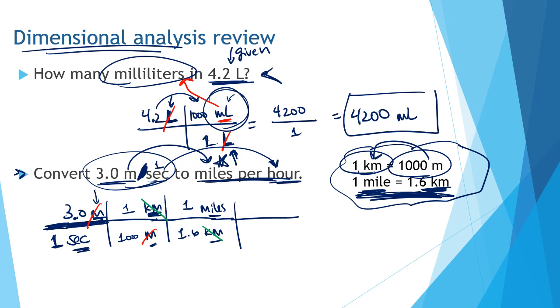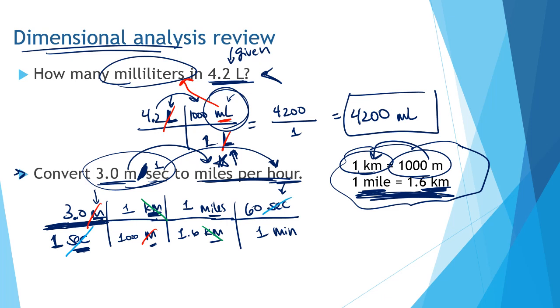So now I'm going to get rid of my seconds. I have seconds on the bottom. To make it go away, I need to put it on the top, my friends. Seconds on the bottom, seconds on the top to get those seconds to cancel out. What do I know about seconds? I know that there are 60 seconds in 1 minute. So here, voila, seconds cancels out.